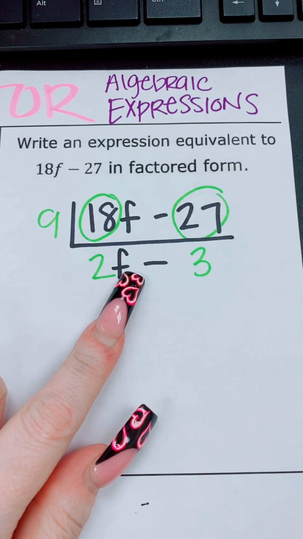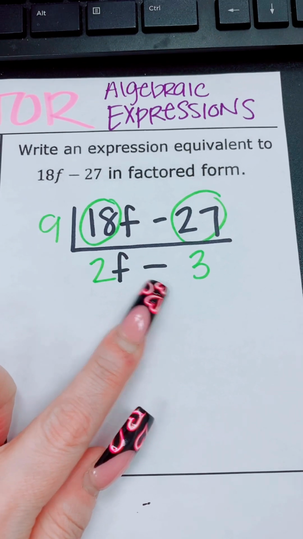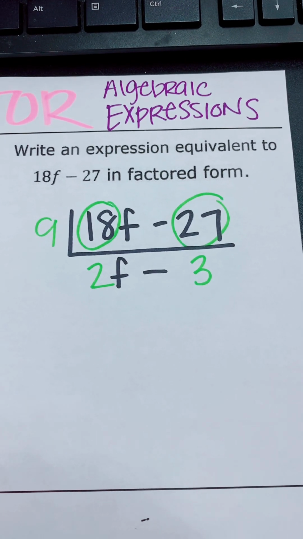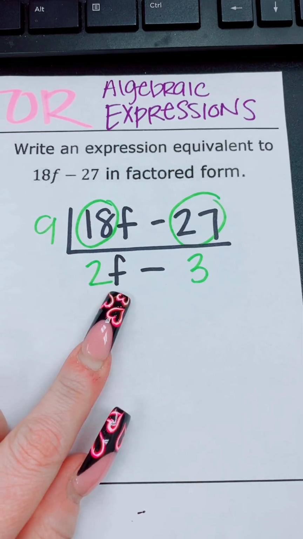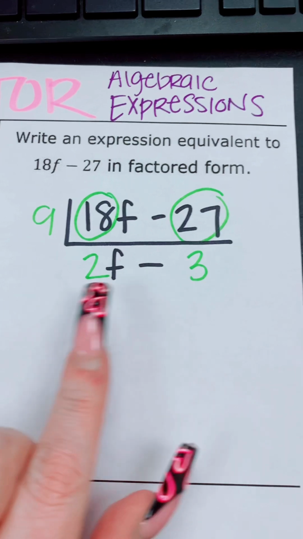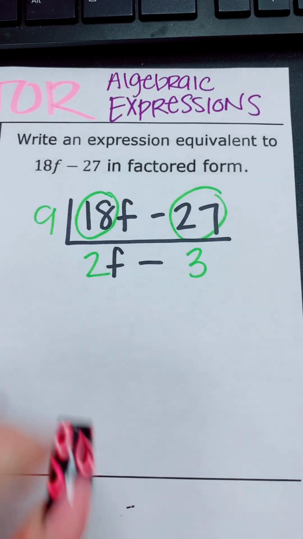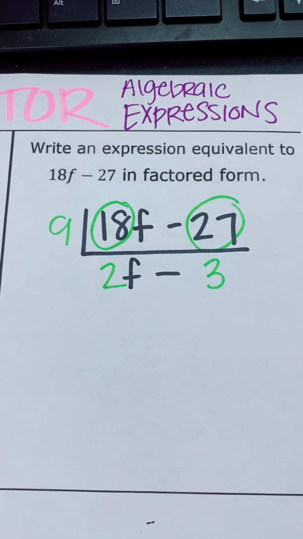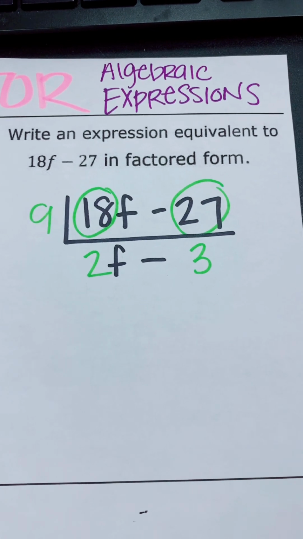Keeping our variable and our operation, now it's time to look at our variables. F is in this term, but not in this term, so it is not a common factor. Our numbers are done, so this is ready to be rewritten into its equivalent expression.